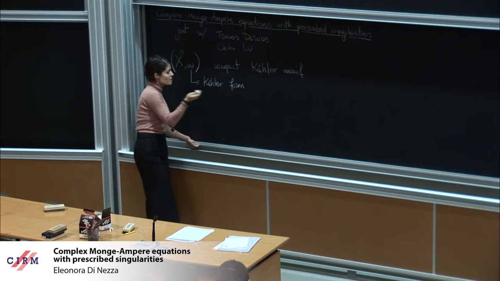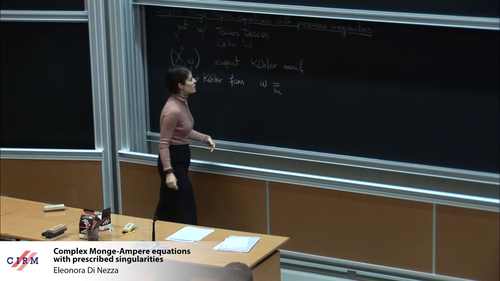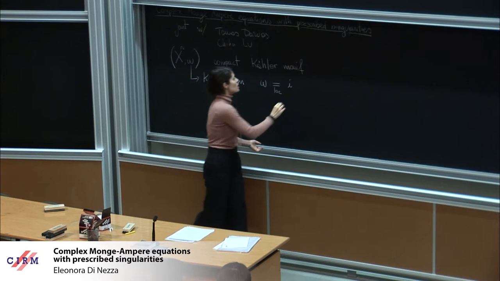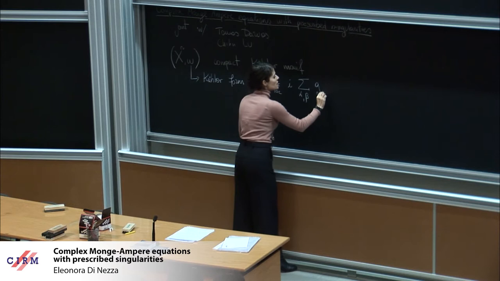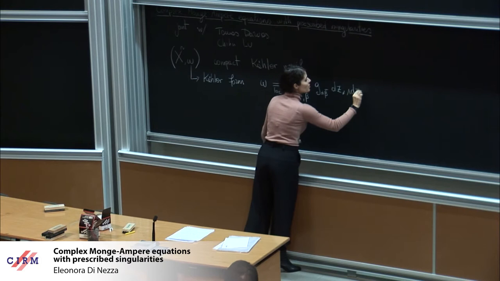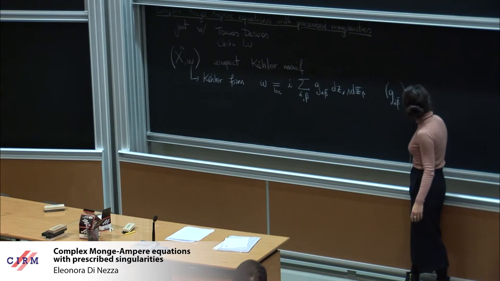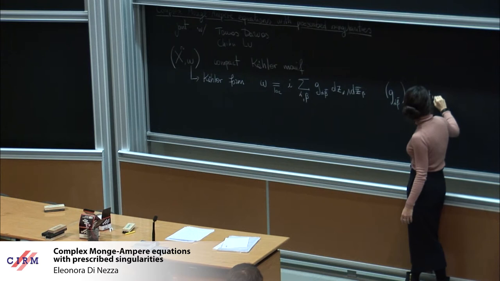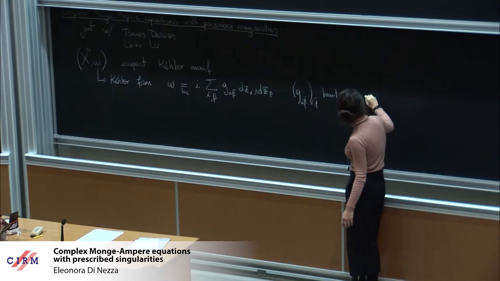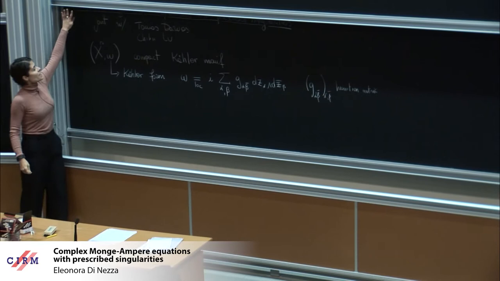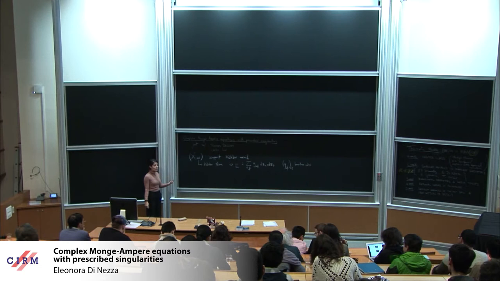So what does it mean? Let me write it in local coordinates because I'm gonna need it for the following. In local coordinates, I can write this as the imaginary unit times the sum over alpha and beta of g alpha beta bar d zeta alpha wedge d zeta beta bar, where the coefficients g alpha beta bar are the entries of an n times n Hermitian matrix.